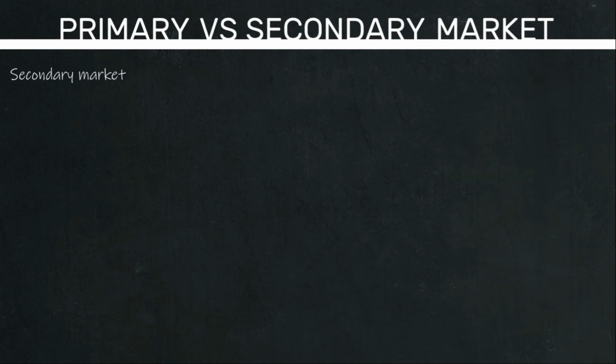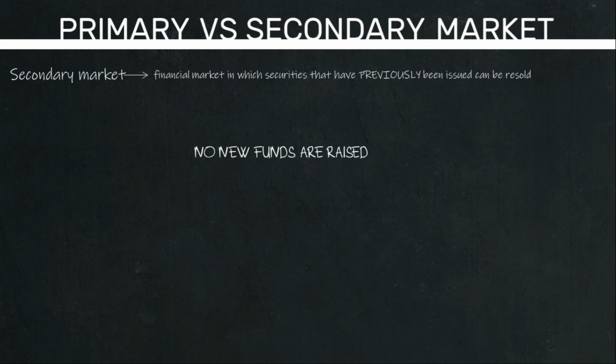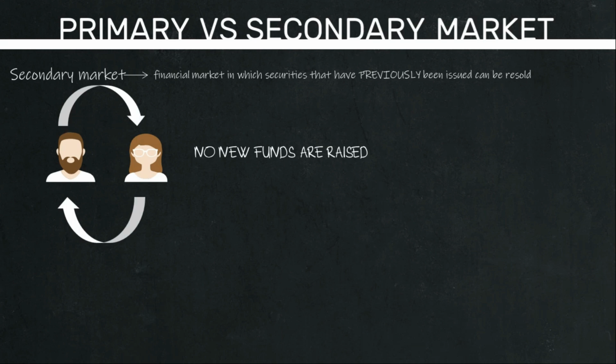A secondary market, on the other hand, is a financial market in which securities that have previously been issued can be resold. Take note, no new funds are raised. The secondary market is just a place where reselling of previously issued securities happen. In other words, this is a place where the investors trade with fellow investors. The seller is not an issuer but a fellow investor. The funds do not go to the equity of the issuing company. Rather, it goes to fellow investors.